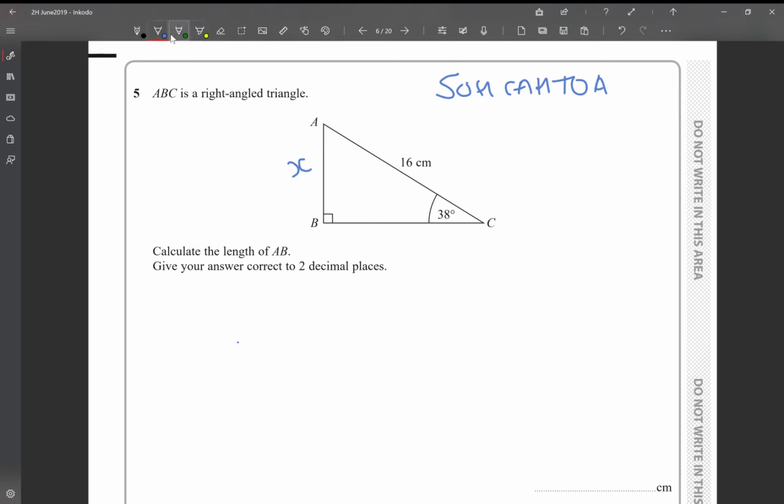And I then think about my labelling. So if 38 is my angle, what is this side in relation? Well, it'd be the opposite side, so I'd label that O. And this is the longest side, which is always opposite the right angle. We call that the hypotenuse, so it's got the O and the H. So therefore it has to be a sine. So sine theta equals opposite over hypotenuse.